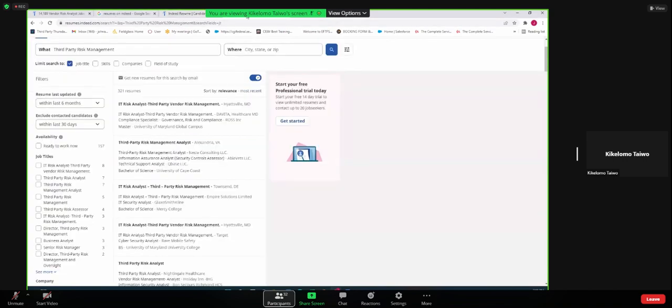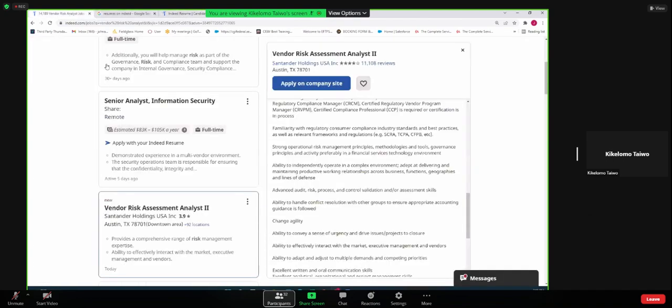So let me assume I got a resume right there, or I want to build a new one. Easy. Okay, so I'm looking at this vendor risk assessment analyst. The thing is, there are two parts to third-party risk management. There is a financial side of it. There is a non-financial side of it. The financial part of third-party risk, I don't teach that in the class, because if I teach the financial aspect and the non-financial aspect, you guys will be confused.